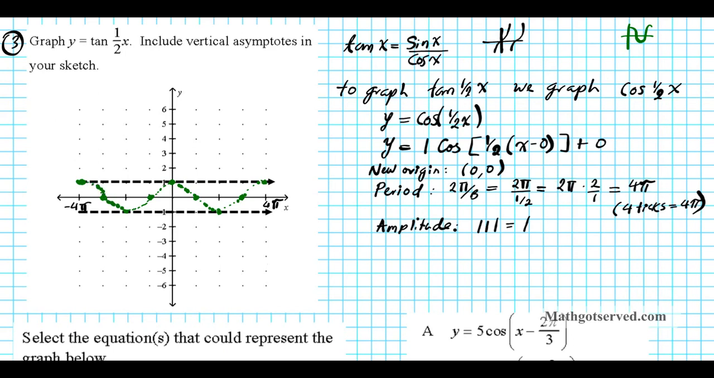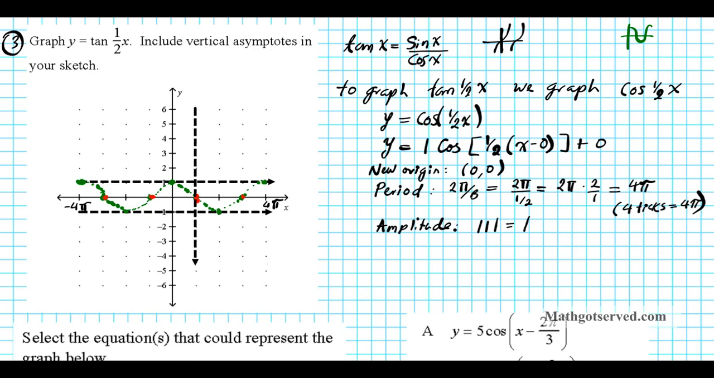Because when cosine has a value of 0, you have a vertical asymptote for tan. So can you see where the vertical asymptotes are? They are the roots of the cosine function, right? So here it hits 0. Let's indicate where they are located. We have an asymptote here, here, here, and here.